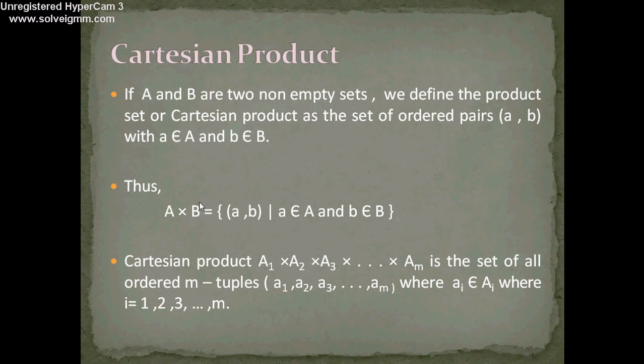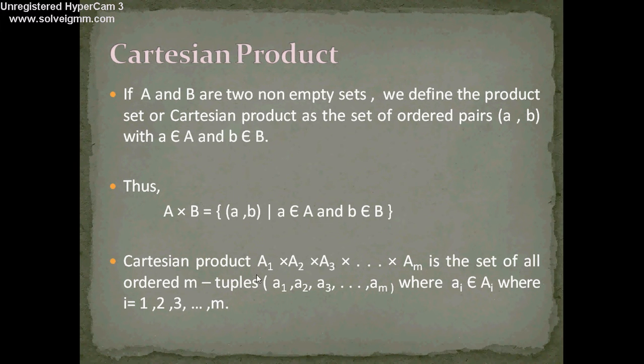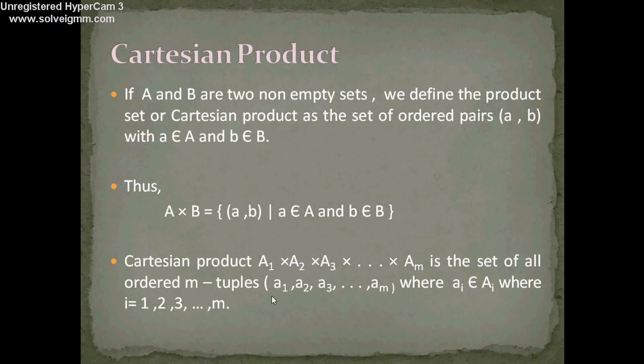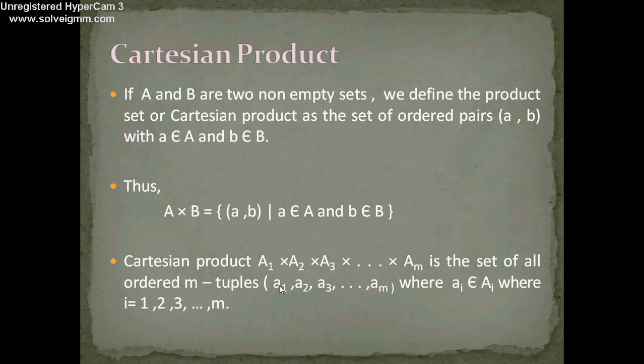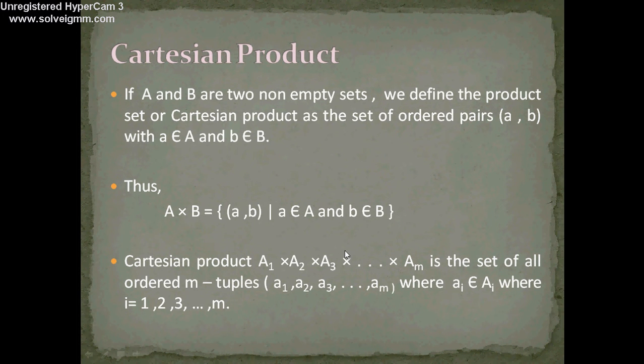Similarly, we can define Cartesian product between m number of sets. So the Cartesian product A1 cross A2 cross A3 cross up to Am is the set of all ordered m-tuples (a1, a2, a3, ..., am), where each ai belongs to the corresponding set. So here small a1 belongs to capital A1, small a2 belongs to capital A2, small a3 to capital A3, and so on. Small am belongs to capital Am. So this is all about the Cartesian product.